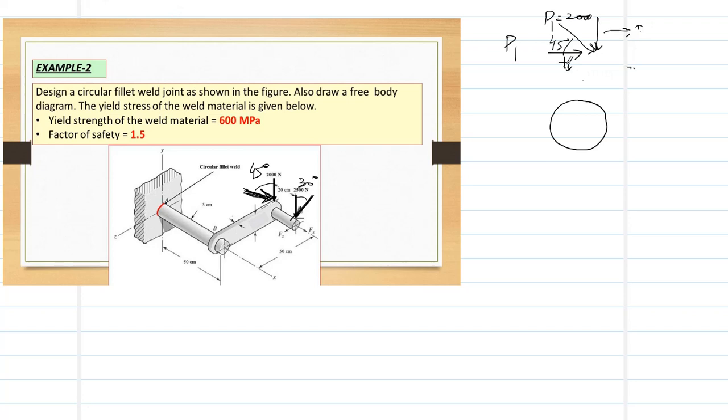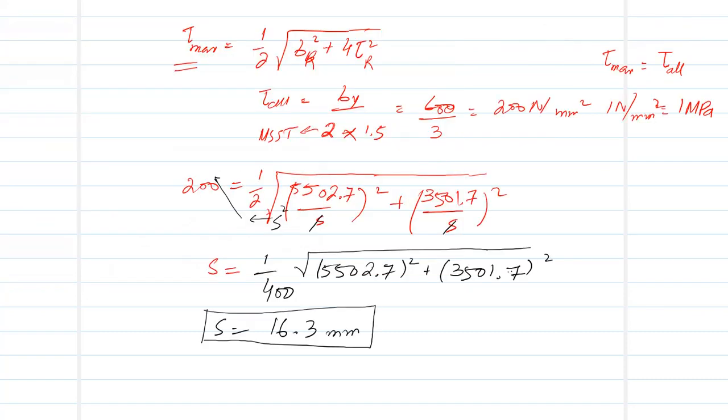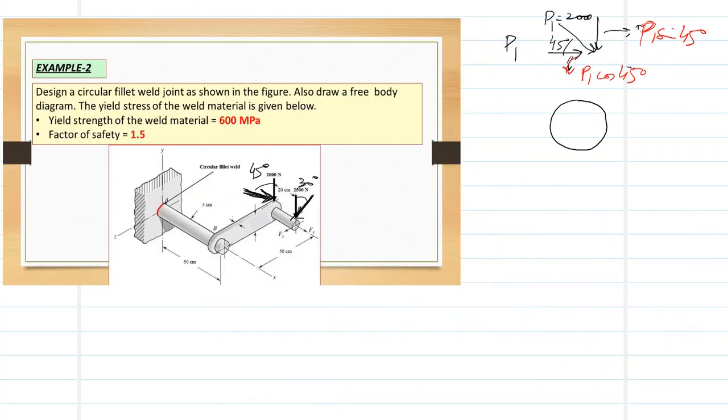This component is P1 cos 45 degrees, and this component is P1 sine 45 degrees. So the vertical component, P1 sine 45, has the same concept as we have applied here. It will generate three kinds of stresses, which are tau D1, tau T1, and sigma B1. The only difference is that instead of P1, we put P1 sine 45 degrees.